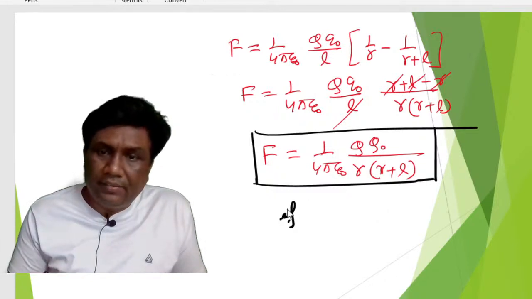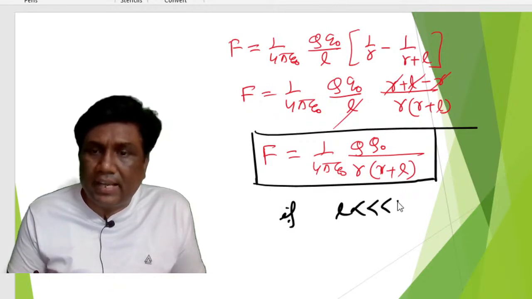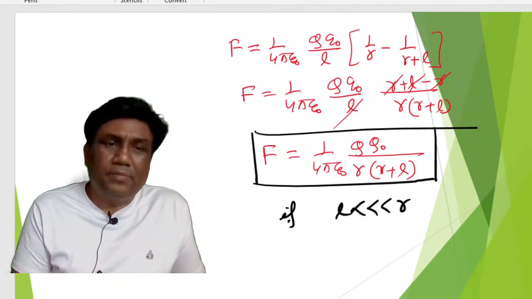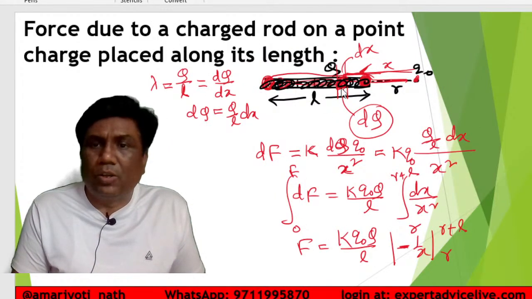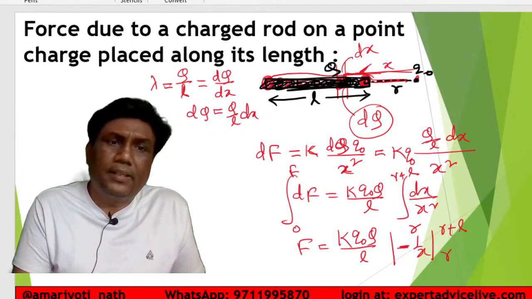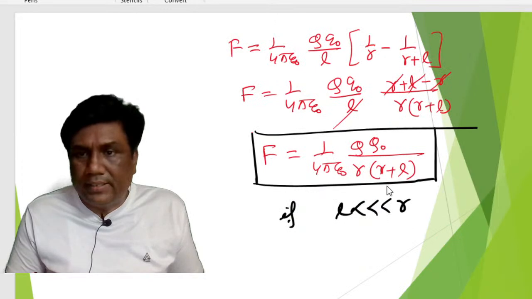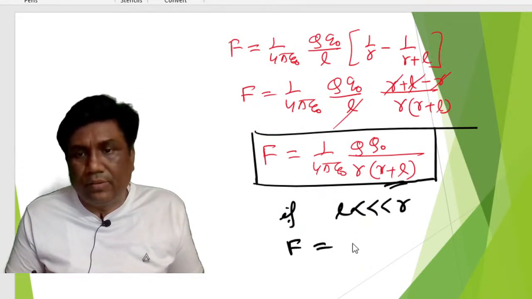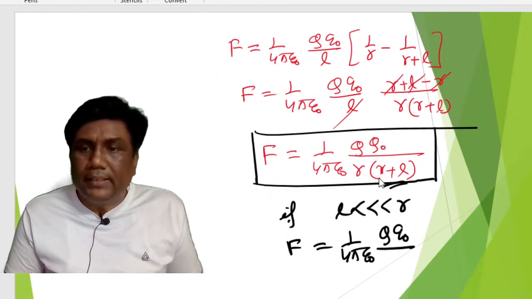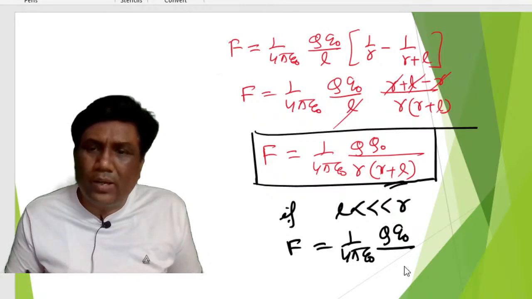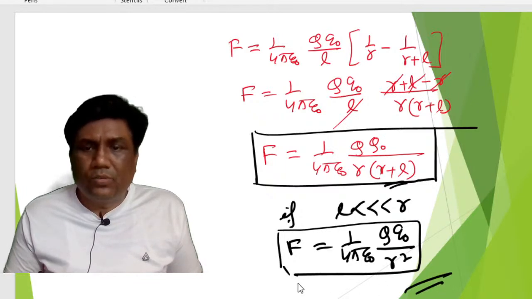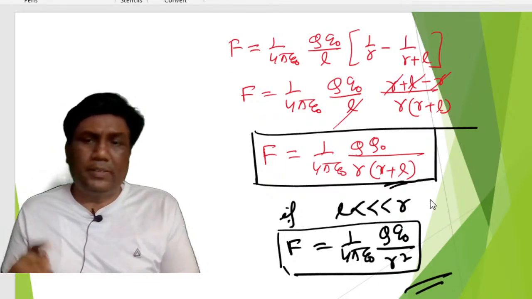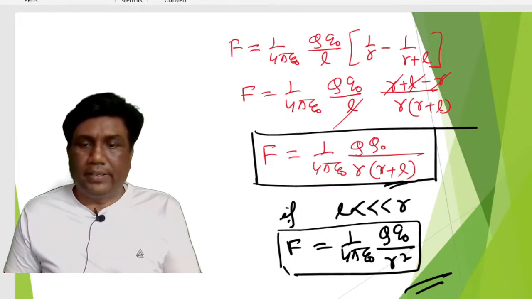You see, if L is very, very less than R, it means the rod can be assumed as a point charge only. If this length is very small, it will behave like a point charge. So what will happen here? In this expression, F is equal to 1 by 4 pi epsilon naught q naught by r into r plus L, which will be r into r, that is r square. So the two charges behave like two point charges, and for point charges the formula is correct. It supports the correctness of the answer.